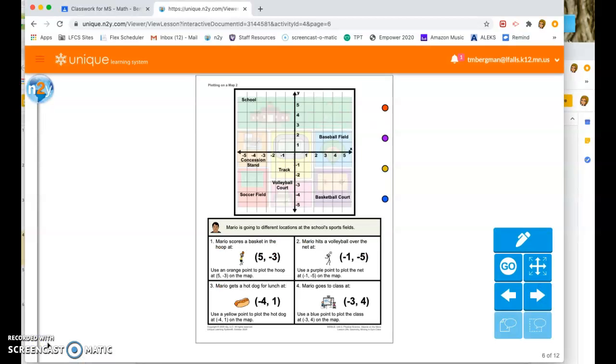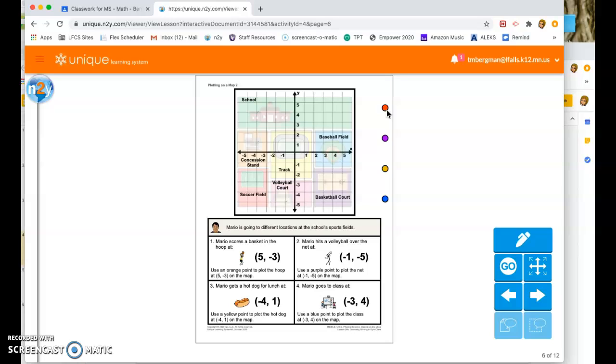Okay, your next portion of this assignment is to make sure you're following directions. We have done coordinates, we know them, but this is an extra step because we need to follow the correct directions. It says Mario scores a basket in the hoop at 5, -3. Look down here. Use an orange point. So you cannot just choose whichever one you want. You're not going to get the answers correct. You're going to use the orange.